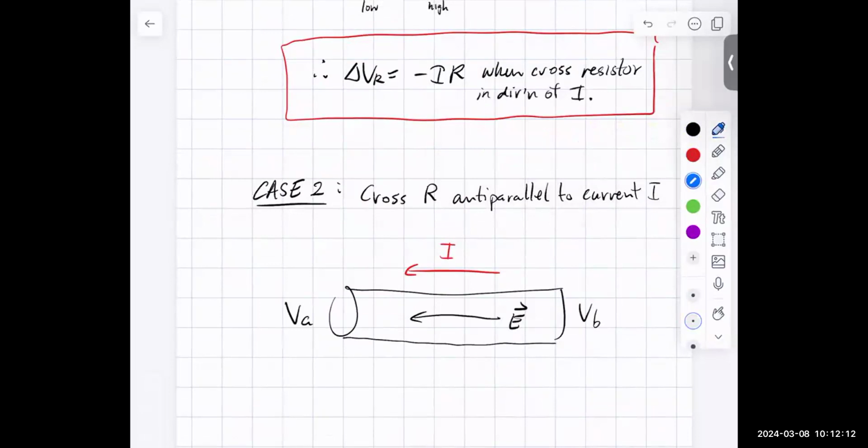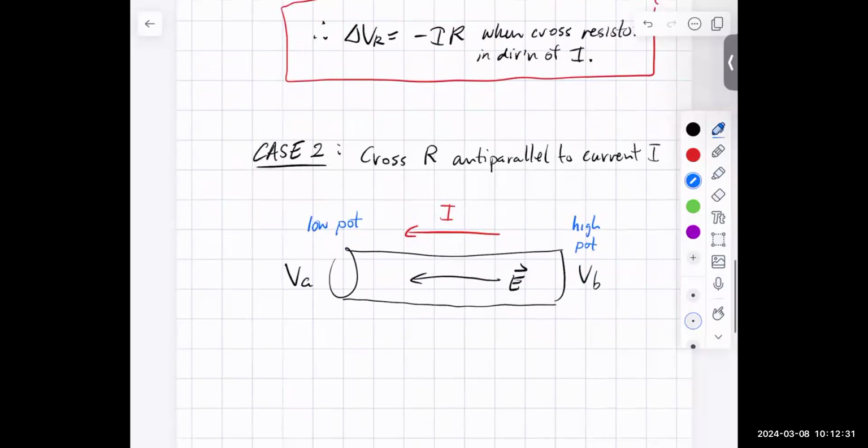But electric field points from high to low potential. So this time we've got the high potential on the right-hand side where we've labeled it VB, and then we have the low potential on the left-hand side, which is labeled as VA. Okay, and so what we'll do is we'll cross the resistor in the opposite direction of the current. And so our current is going from right to left. So we're going to cross the resistor from left to right.